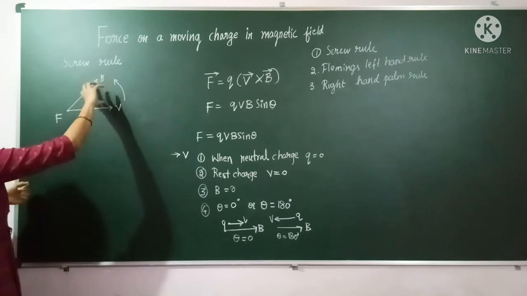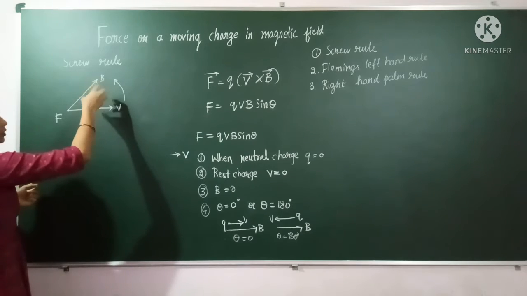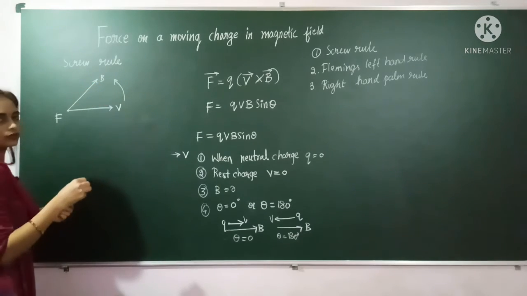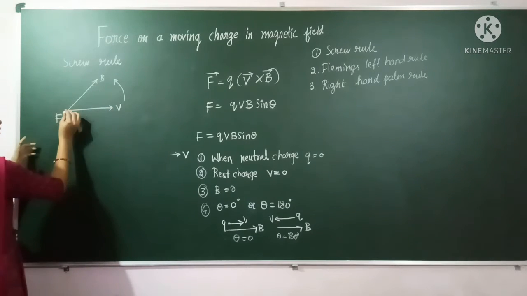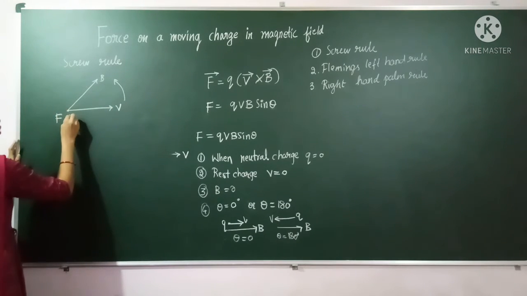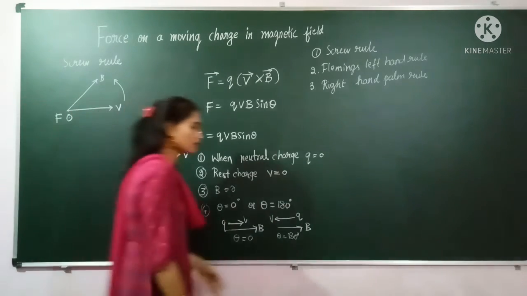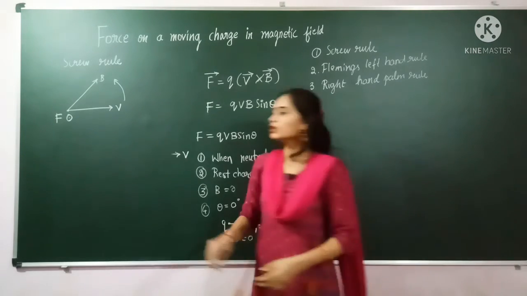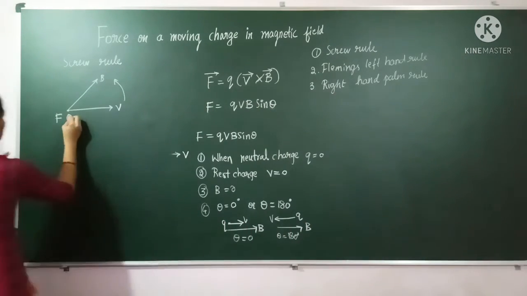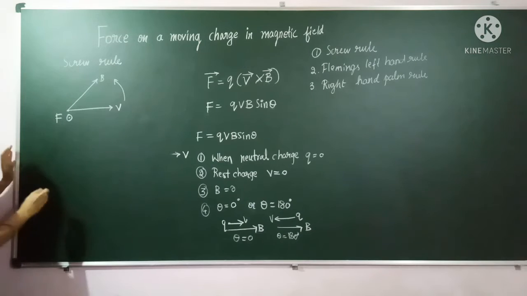So when you are rotating like this, you can observe that the screw is coming outward. If the screw is coming outward, then the direction is taken as outward. Outward is taken as a dot. So here our force is outward.